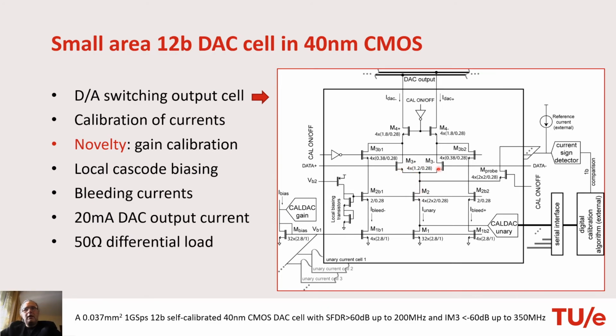and at this point the current either goes to the DA switches for a normal DA conversion, or we can activate this, so we switch off this branch here, and the current is redirected through this probe transistor into the current comparator. As you can see, the current comparator subtracts a reference current, and then the difference between this current and the reference goes to a current sign detector, which can give us 1 bit of information: either the difference current flows in or flows out.